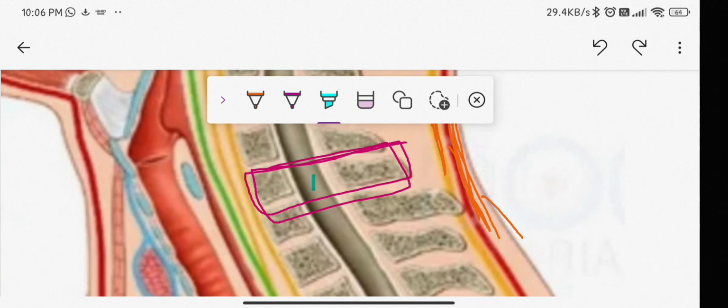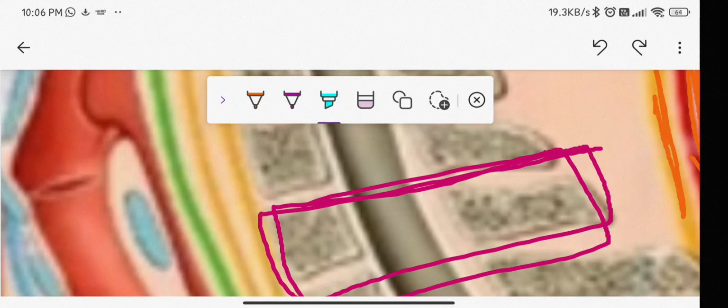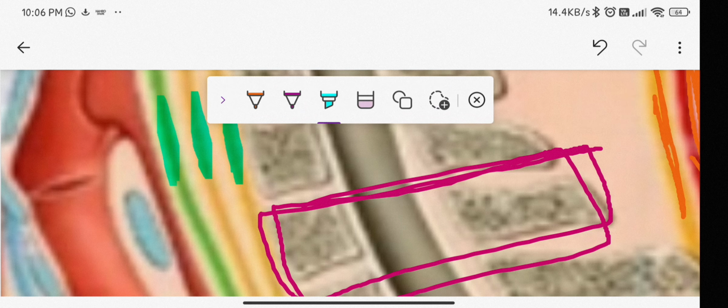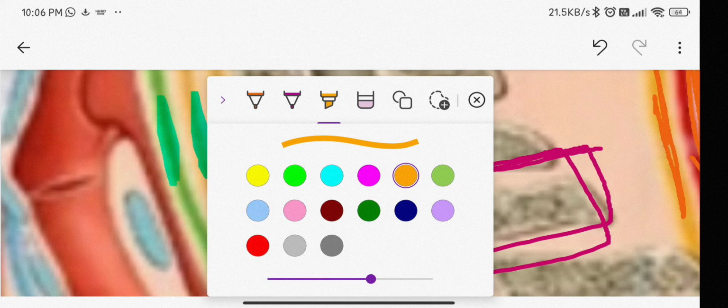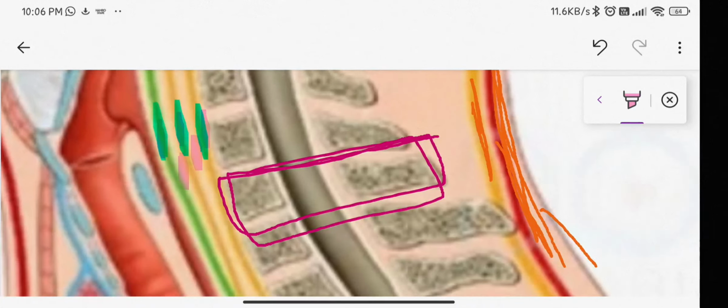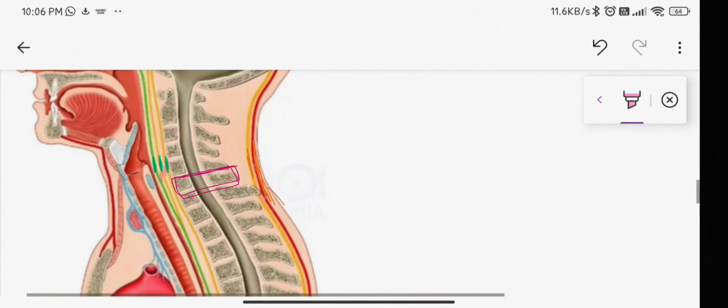And next, what we have to understand: this is your prevertebral fascia, this is your alar fascia, and this is your buccopharyngeal fascia. So we need to understand the space in between them. This is the buccopharyngeal fascia, and this space is the retropharyngeal space, whereas this is the alar fascia and this is the prevertebral fascia. So this one will be the danger space.